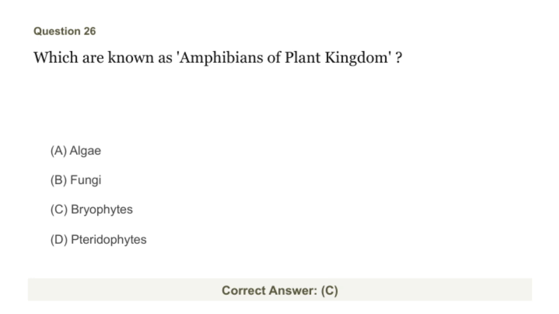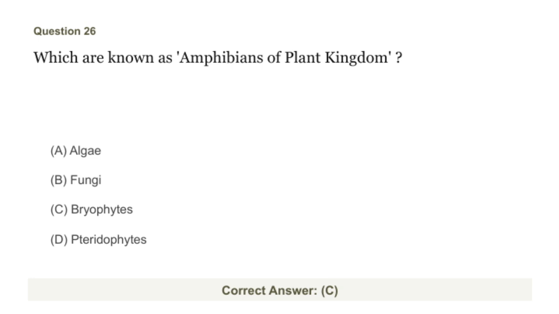Bryophytes, which include mosses, liverworts, and hornworts, typically require a moist environment to thrive. They don't have vascular tissues, so they rely heavily on water for reproduction and nutrient transport. This dependence on water makes them somewhat similar to amphibians, which also need water for their reproductive cycle. So, in essence, bryophytes are crucial in understanding how plants adapted from an aquatic environment to life on land.